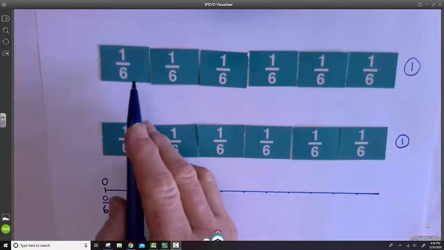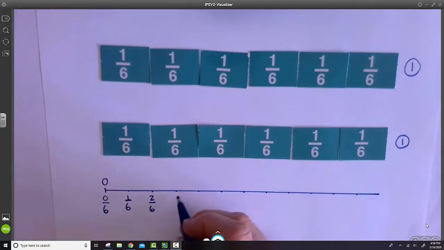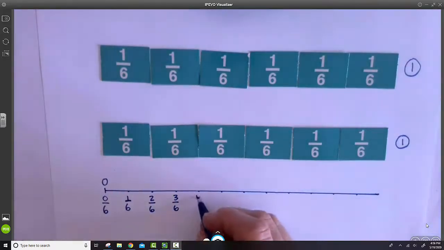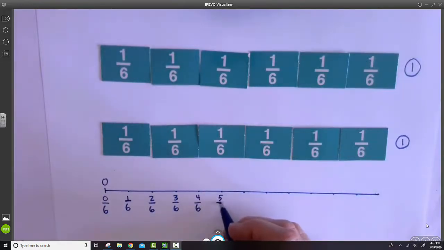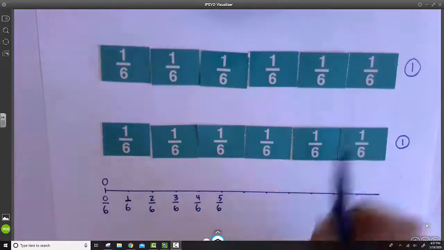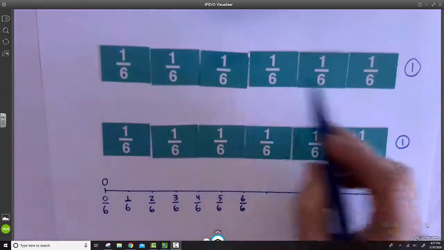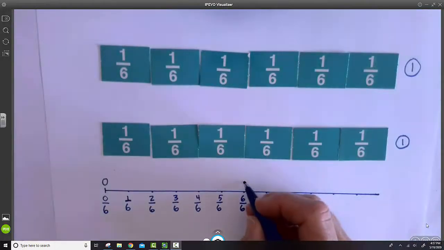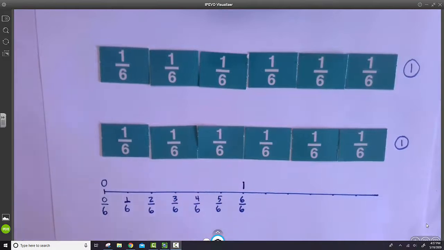And then we start with our 1/6, move to the next piece, 2/6, 3/6, 4/6, 5/6, 6/6, and since we know that that completes one whole, we'll go ahead and just write a one whole above that position on the number line.